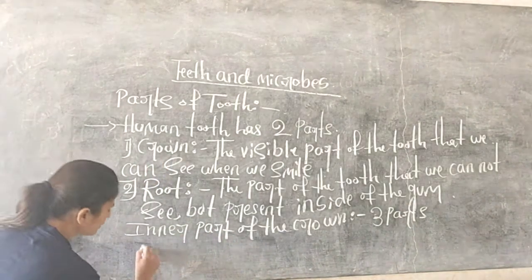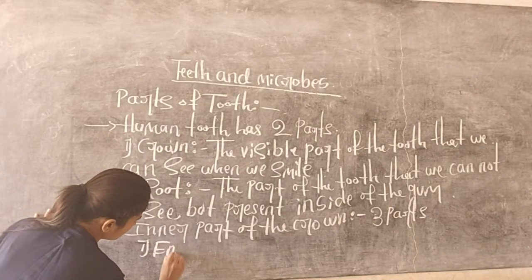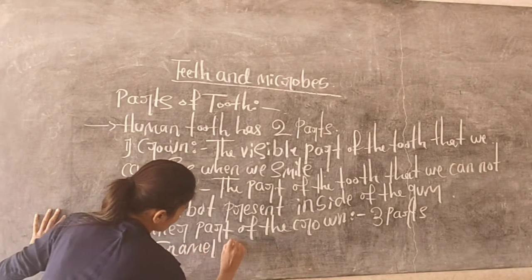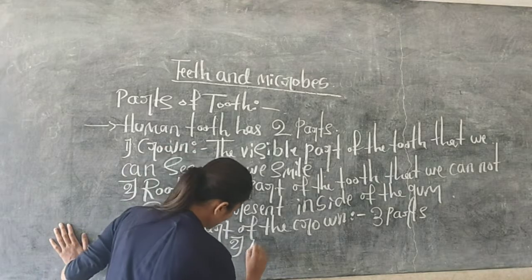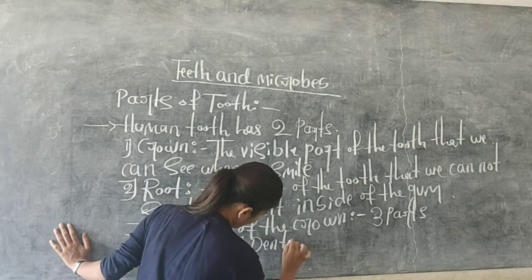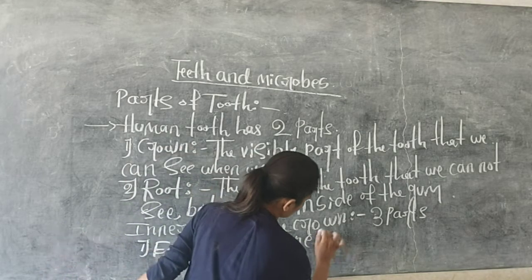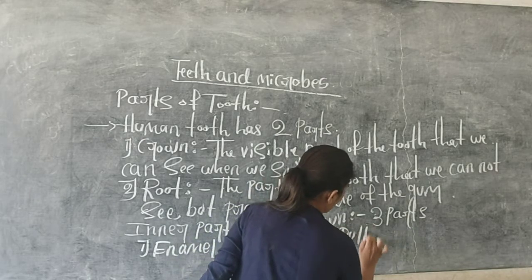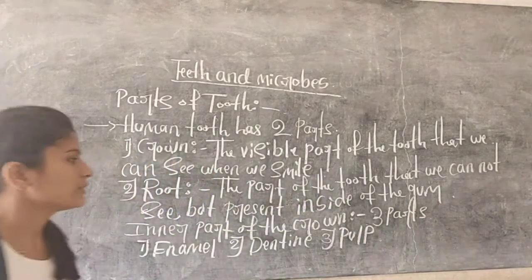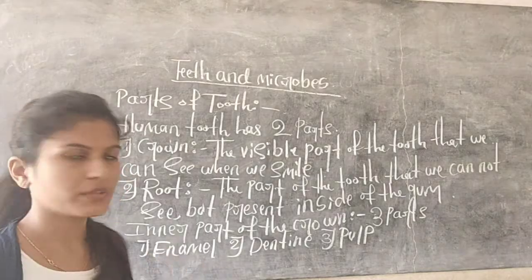What are those? First one, enamel. Second one is dentine, and the third and the last one is pulp.